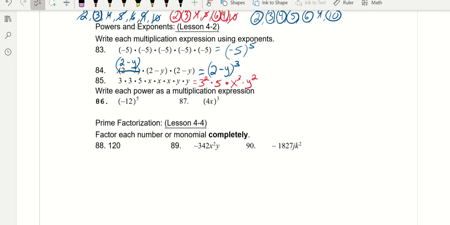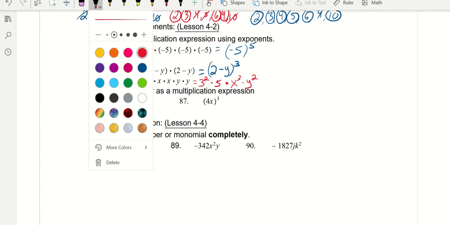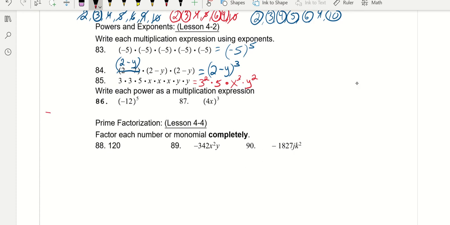Number 86, write each power as a multiplication expression. In other words, in expanded form. Write these in expanded form. So this is going to be negative 12 multiplied by negative 12 multiplied by negative 12 multiplied by negative 12 multiplied by negative 12. That's 5 of them, right? Negative 12 to the power of 5. 1, 2, 3, 4, 5.